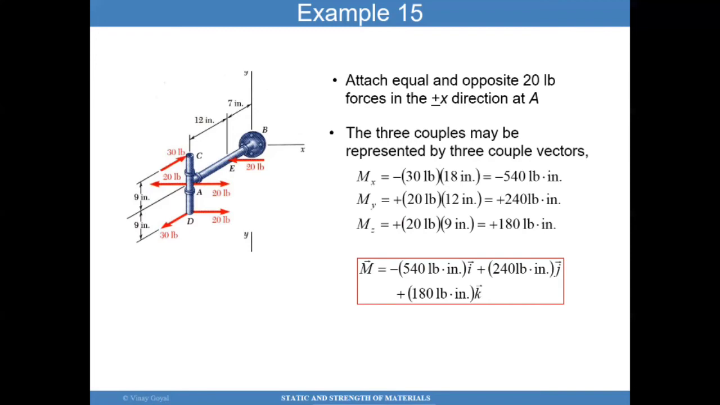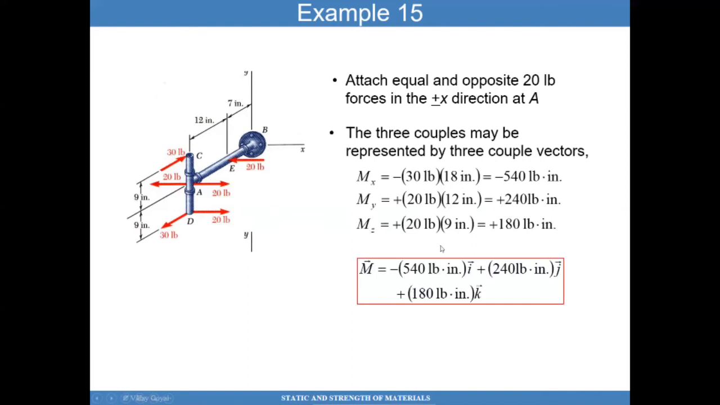So the 30-pound one gives me 30 times 18. That's this first one, and that's the moment acting about the x-axis. The next one is I have these 20 pounds and these 20 pounds. So 20 times this distance between the two forces gives me 240 pound times inch. And that's acting in the positive y direction. And finally, I have these 20 pounds and these 20 pounds, which are at a distance of only 9 inches. And so now I have 180 pounds times inch in the z direction.